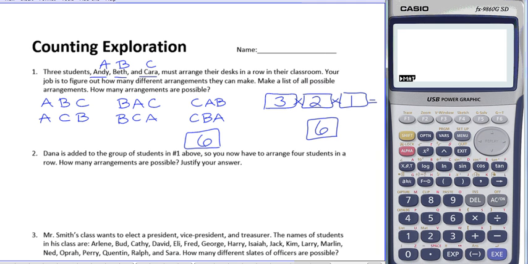All right, this is nice because when we get to number 2, it says Dana is added to the group of students in number 1 above. So now you have to arrange 4 students in a row. How many arrangements are possible?